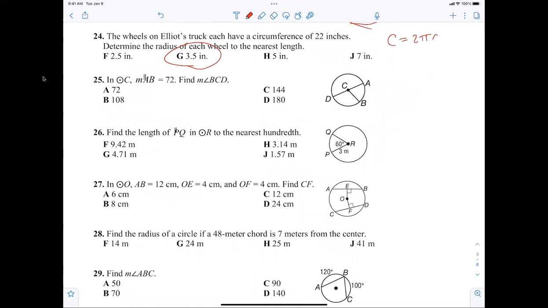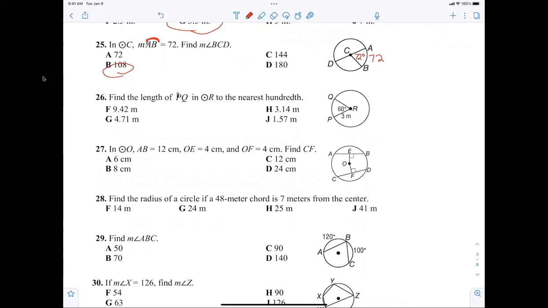In circle OC, I'm sure that's the arc. All right, measure of arc AB is 72. Find BCD. What is 108, correct? All right, that's a central angle. Central angle, that means this is 72 degrees also. Again, I don't know what happened here, but this won't happen on the test.